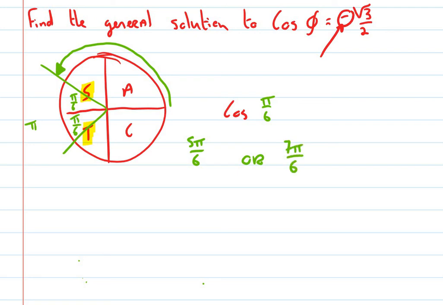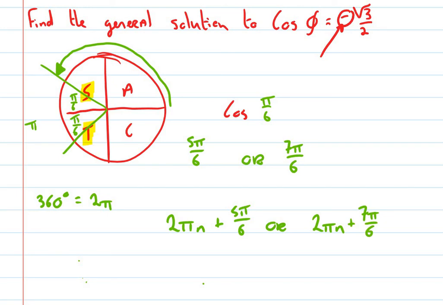Okay, and then 360 degrees in radians equals 2 pi radians. So instead of saying 360 degrees n, we'll say 2 pi n plus 5 pi over 6, or 2 pi n plus 7 pi over 6 radians.